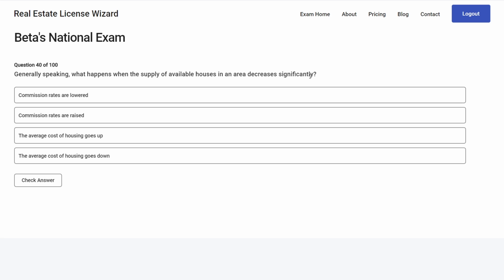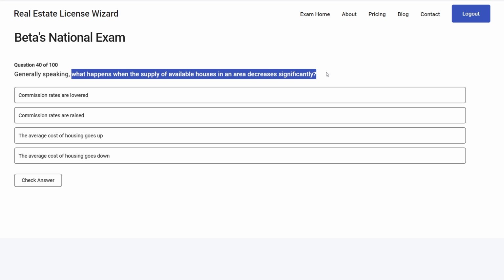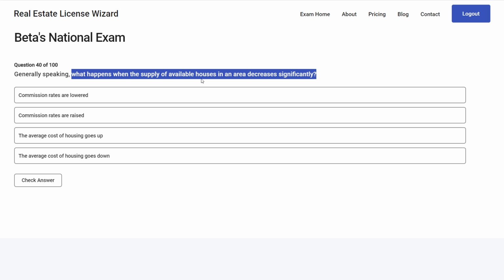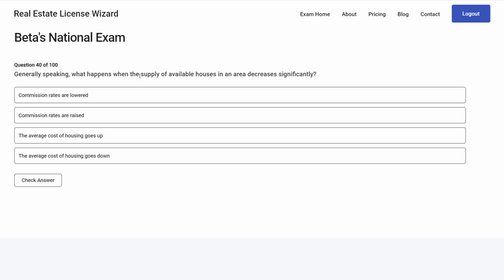Okay, let's break this down real fast. What happens when the supply of available houses in an area decreases significantly? So if you guys are familiar with supply and demand, it works kind of like a scale. If one side raises, one side lowers, and vice versa. Now, with that being said, you have to know what raises and lowers. Is it the commissions or is it the housing prices? Well, the commissions aren't really directly affected by the supply of available houses. Supply and demand potentially affects commission rates in some perspectives, but typically not so much.